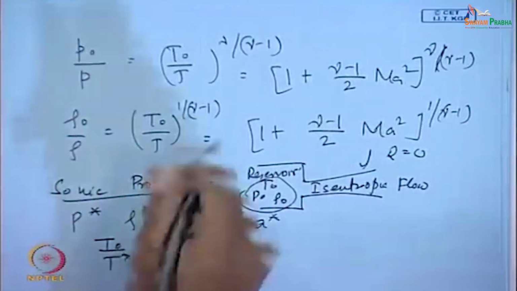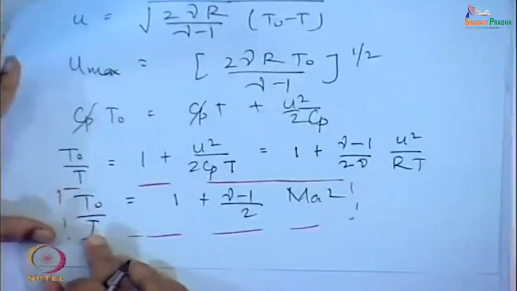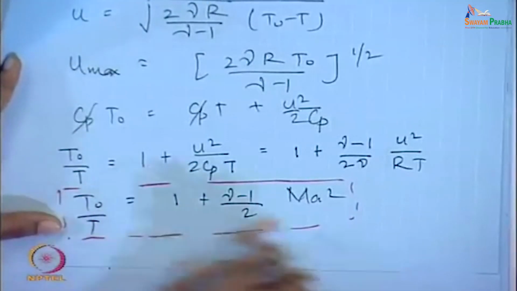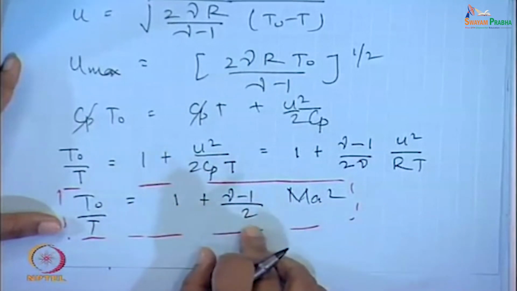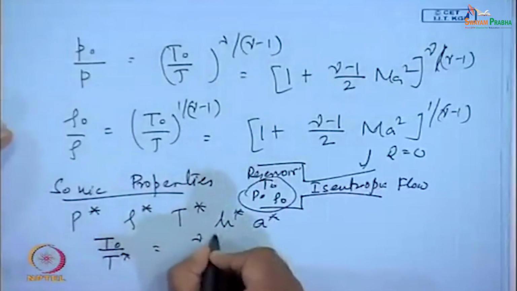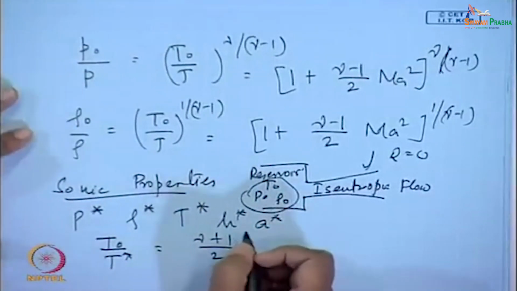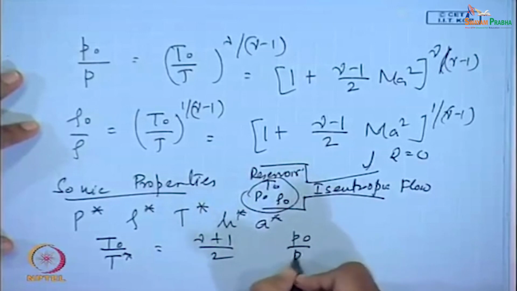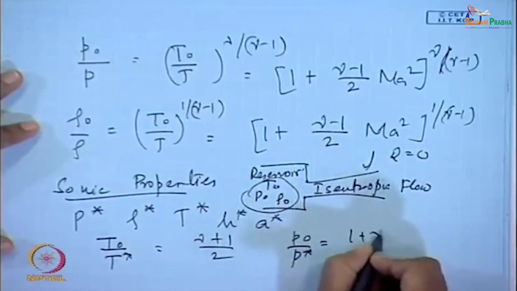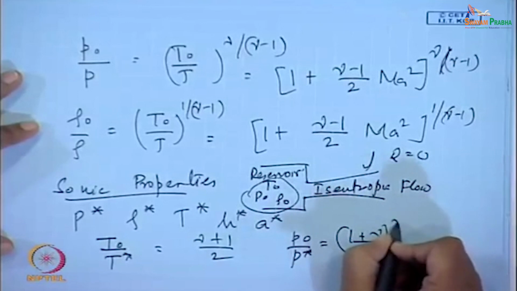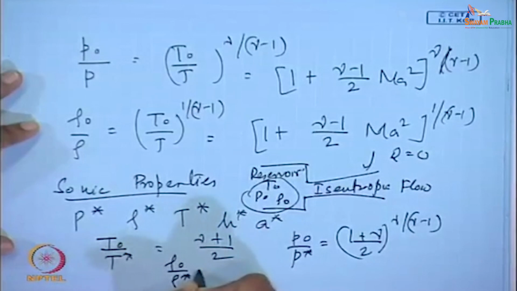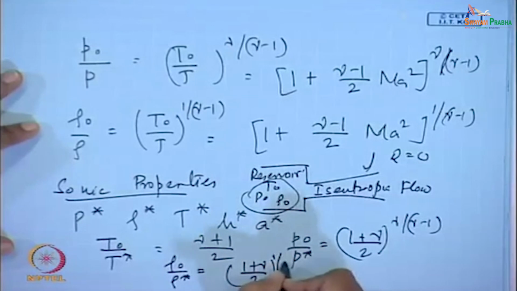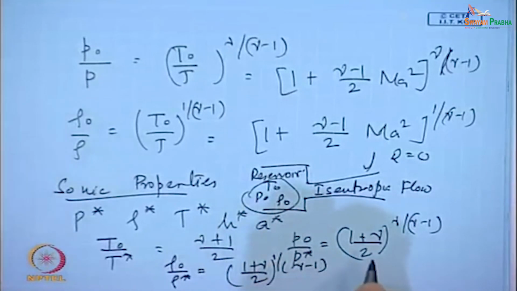T0 by T star. Simply, instead of T it is T star. The moment it is T star, Ma becomes equal to 1. When Ma equals 1, it is just 1 plus gamma minus 1 by 2, or in other words this can be written as gamma plus 1 by 2. Same way P0 by P star is nothing but 1 plus gamma minus 1 by 2, raised to gamma by gamma minus 1. Same way rho 0 by rho star can be written as 1 plus gamma minus 1 by 2, raised to 1 by gamma minus 1. Agreed?